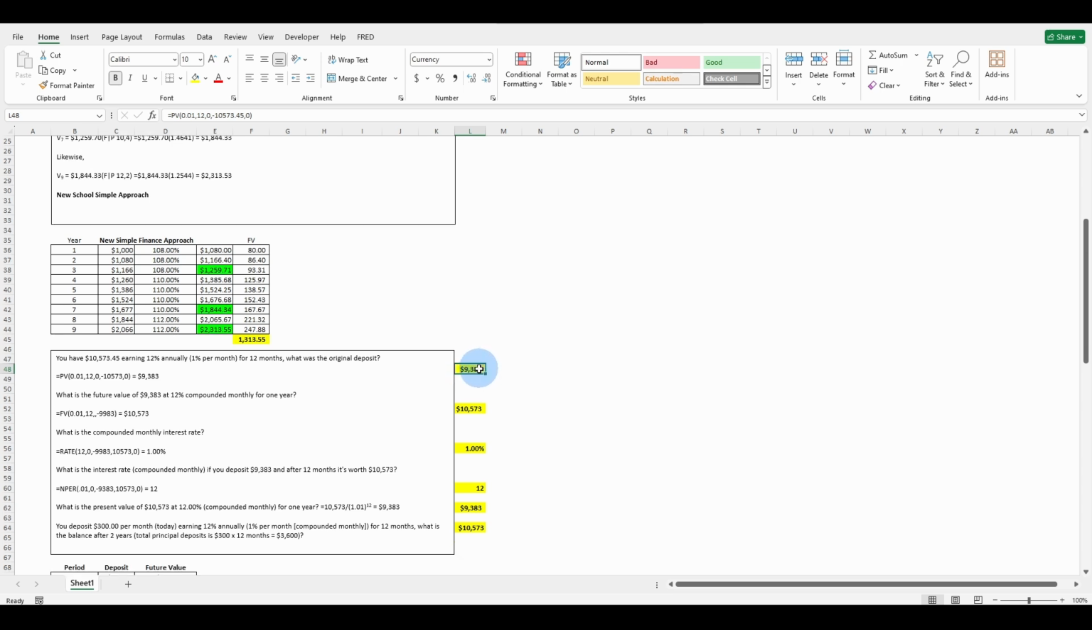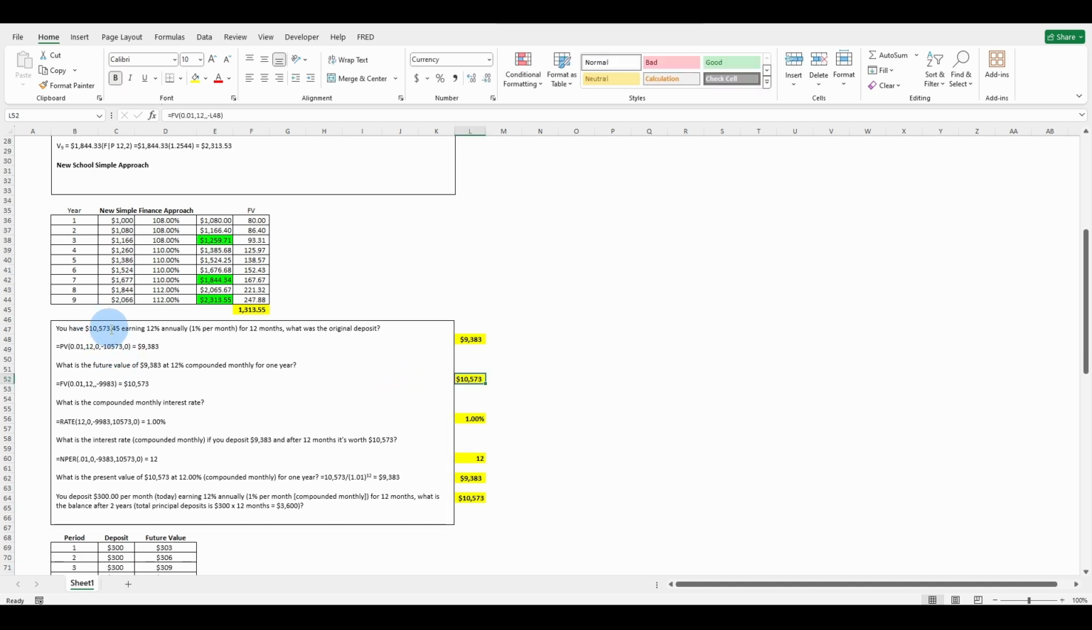If you deposit 9383, what is the future value of the 9383 at 12% compounded monthly? We're just flipping it over. Future value, notice we have present value, and then we have future value. Isn't that amazing? All we're doing is flipping it over. So 10573. Isn't that the same number we started with right here?